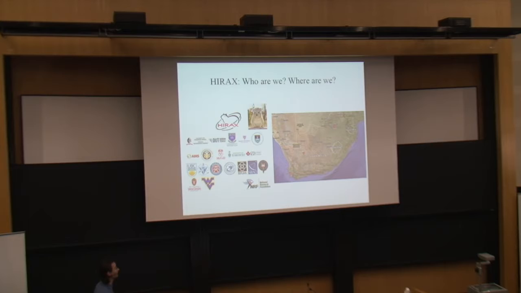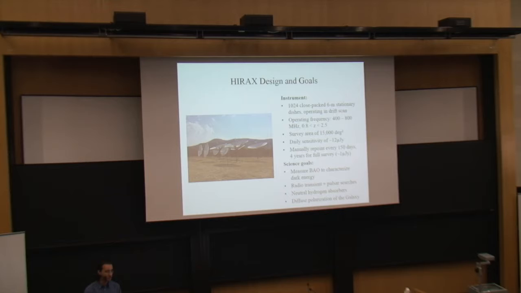So the array itself will hopefully someday consist of a closed patch array of 1024 6-meter dishes, operating at frequencies between 400 and 800 megahertz, which corresponds to redshift 0.8 to 2.5. And the idea is to operate in drift scan, so you just point all of your dishes in one direction, let the sky do the scanning for you, and then repoint every half year or so and build up stripes on the sky and eventually survey most of the southern sky.